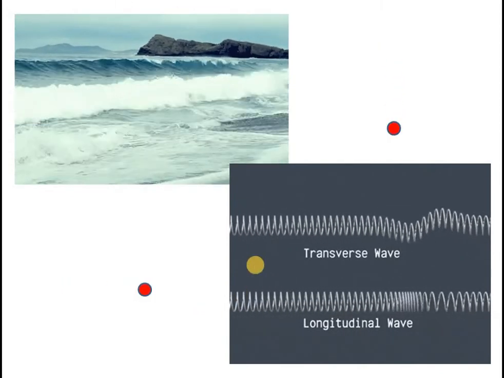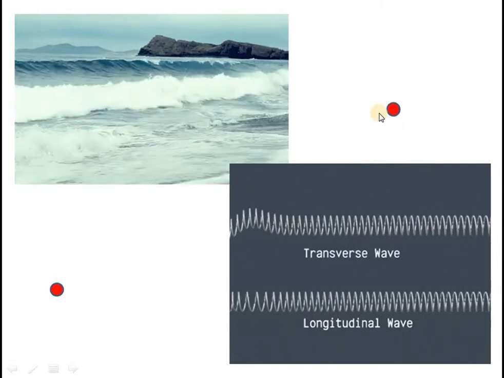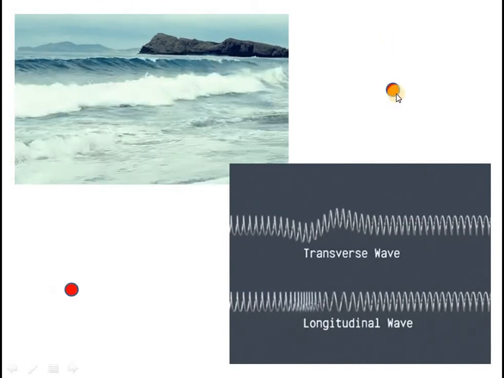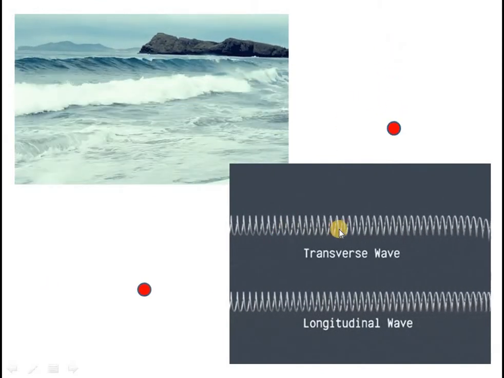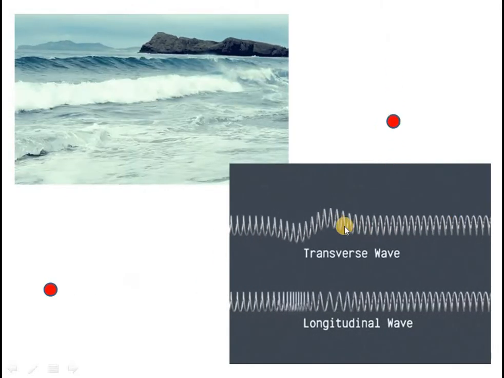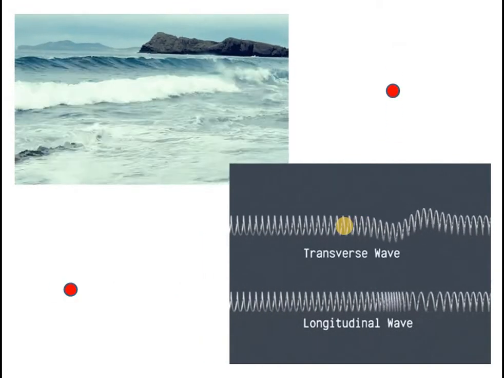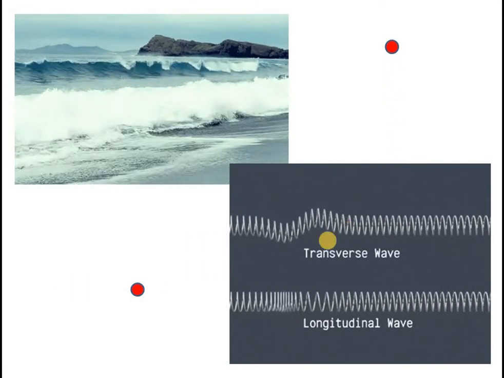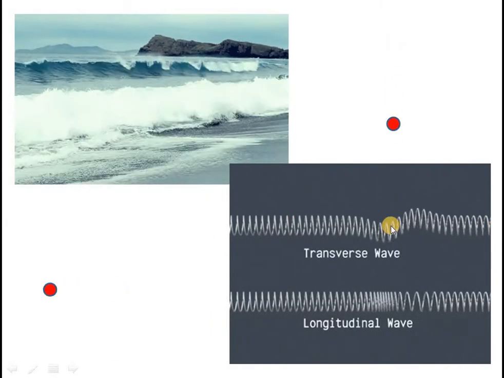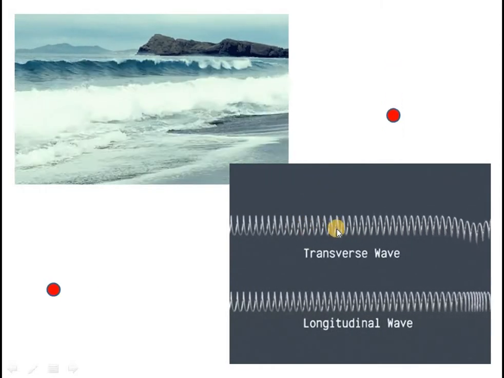There are two kinds of motion possible for particles in a medium. Either the particles of the medium move up and down whereas the energy moves forward. Such waves are known as transverse waves. We have shown here a graphic in which it is shown how the energy propagates and how the particles move. Particles are moving up and down.